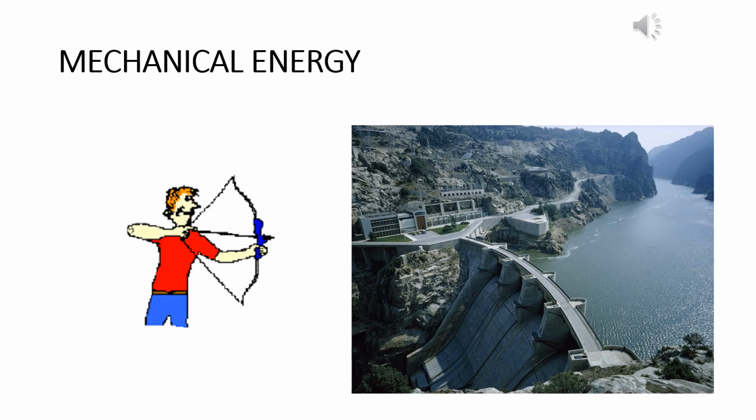In the left hand side picture, an arrow is stretched on a bow, and whenever that man is stretching that arrow in a bow, it is having mechanical energy due to its position, and when the man leaves the arrow from the bow and that arrow is moving, it is also having mechanical energy for its movement. So mechanical energy can be of two types: one, due to the position of the object, or due to the movement of the object.